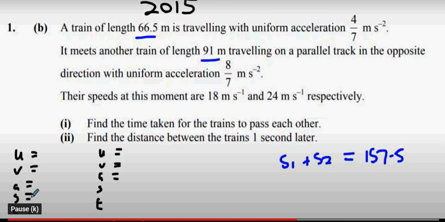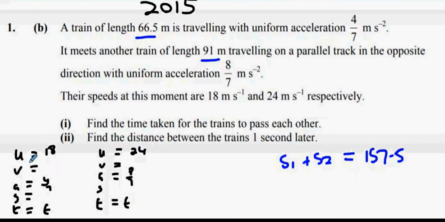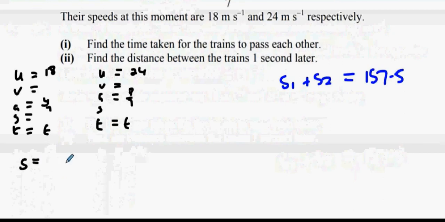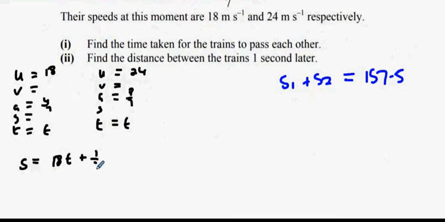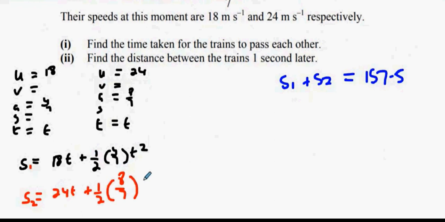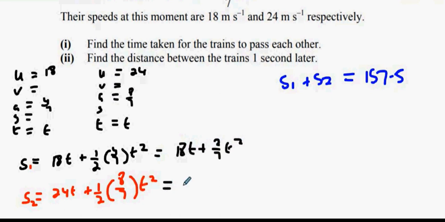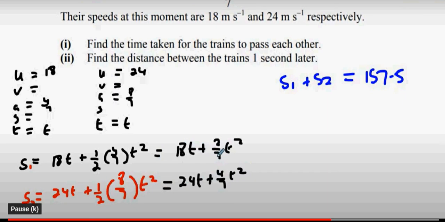So what you're going to do is make a UVAS system for both of them, and you're going to list off your 8 over 7, your 4 over 7, your t values are the same because they both start at the same time. We're going to use ut plus a half at squared for both data sets, for S1 and S2, and there it is there. And then we're going to multiply that out and get 18t plus 2 over 7t squared plus 24t plus 4 over 7t squared.